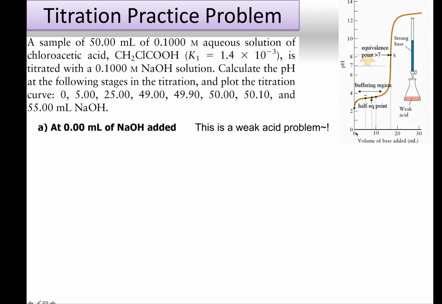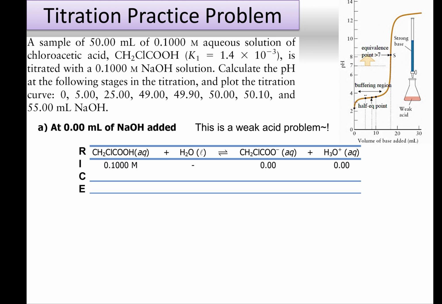Zero volume of the base being added corresponds to this one point. Really, in this case, you have not opened the burette, so there's no base coming in contact with your acid. The pH of this flask is going to be only given by the Ka and the concentration of this weak acid. This is a regular weak acid equilibrium problem. We know how to solve this problem through the RICE table.